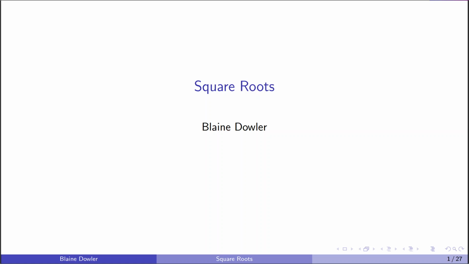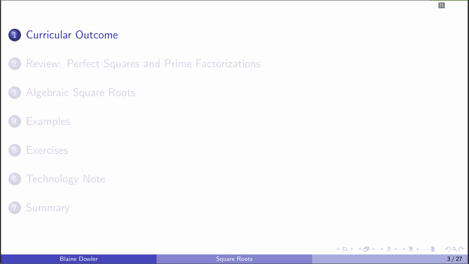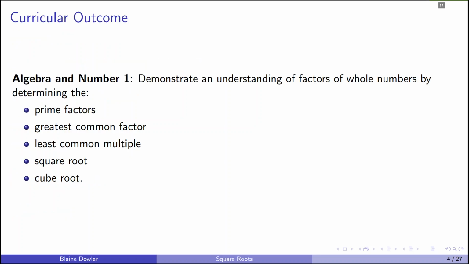All right, in this video we are taking a look at calculating square roots with and without variables inside the radical. Our usual plan: curricular outcomes, review, our content. This time we are slipping in a bit of notes about technology use. So our curricular outcome: we want to demonstrate an understanding of factors of whole numbers by determining the square root, in this case.